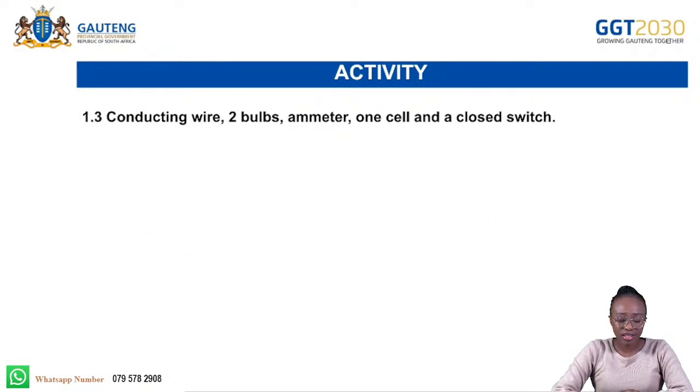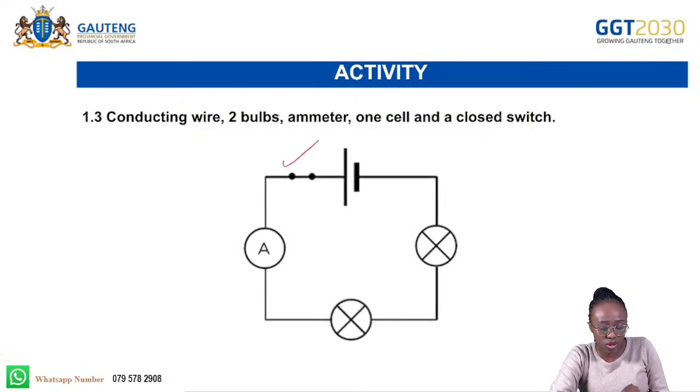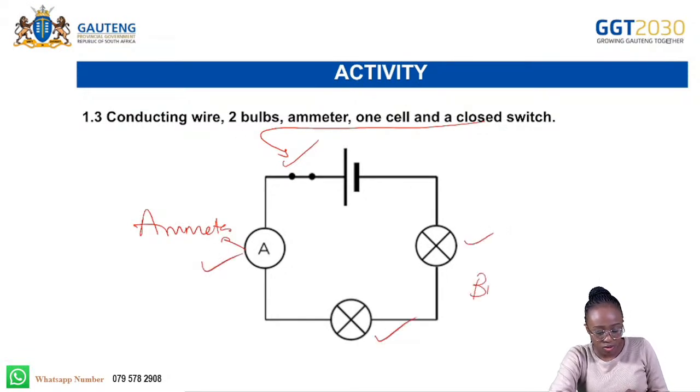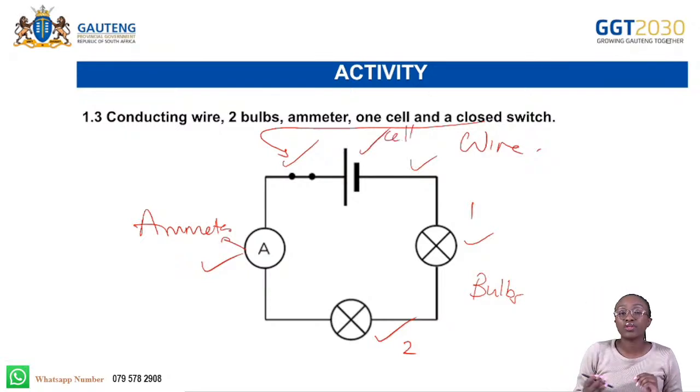Let's draw the third diagram. We need conducting wire, 2 bulbs, ammeter, 1 cell, and a closed switch. Right, so here is our closed switch and our ammeter, our 2 bulbs. There's bulb 1, bulb 2, conducting wire. And what's missing? 1 cell. Okay, take 2 minutes to quickly copy down this series circuit.